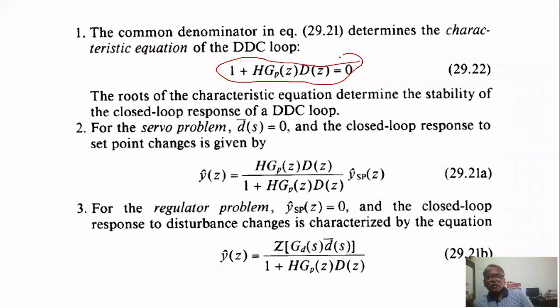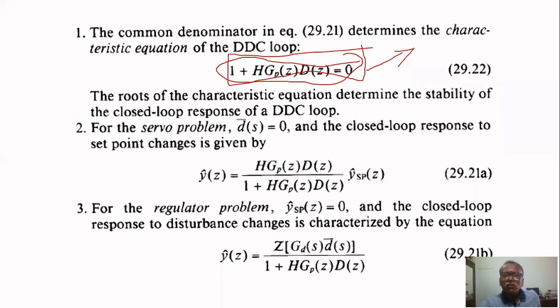The common denominator determines the characteristic equation. The roots of this characteristic polynomial, in the continuous domain, what is the rule? If the roots of the characteristic polynomial lie on the left-hand side of the S plane, the continuous complex S plane, then the system is completely stable. Like that, here also we will see later what the rule for stability is.